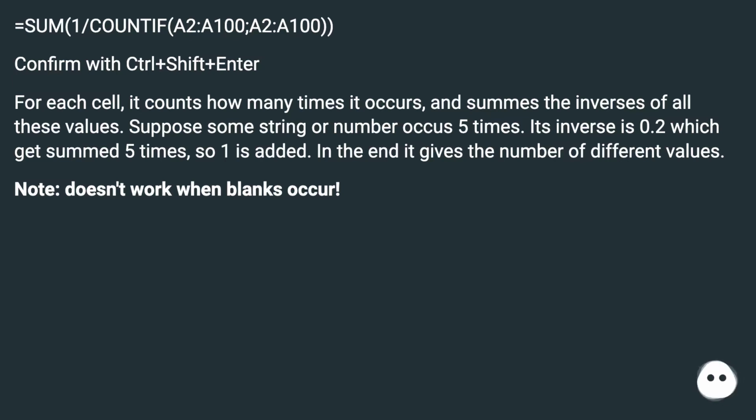Suppose some string or number occurs 5 times. Its inverse is 0.2, which gets summed 5 times, so 1 is added. In the end it gives the number of different values. Note, doesn't work when blanks occur.